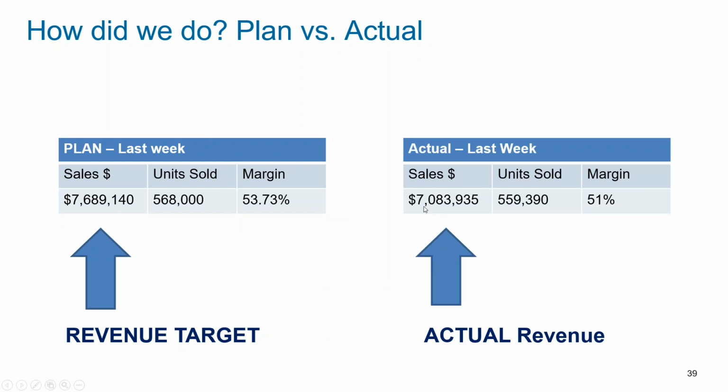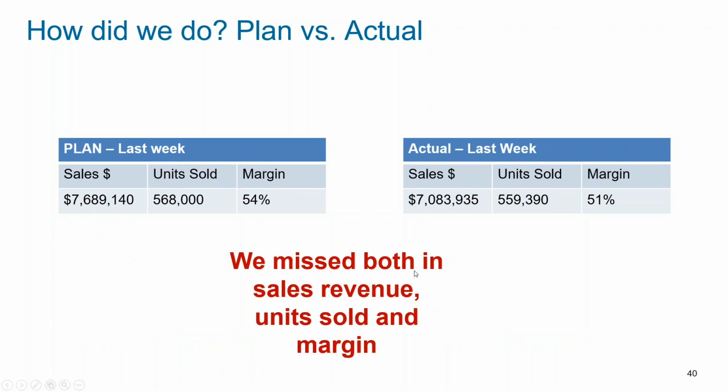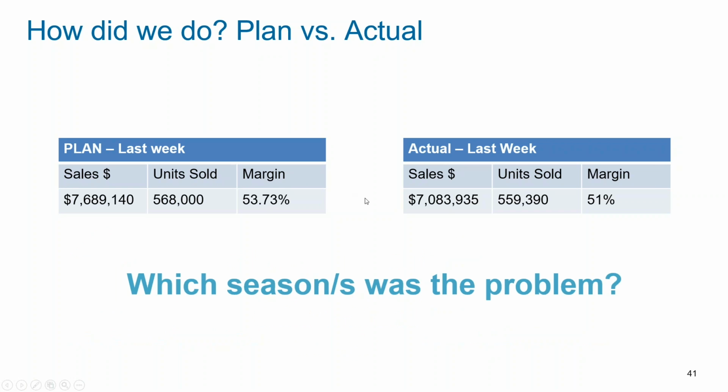What happened in practice this week? We got the actual sales of less, like we missed by 600,000. This is an example. We sold fewer units, and the margin wasn't very good. That's what happened last week. So this is the actual, and this is the target, the plan. We missed in sales revenue, units sold, and margin, so it looks bad for the CFO and the CEO.